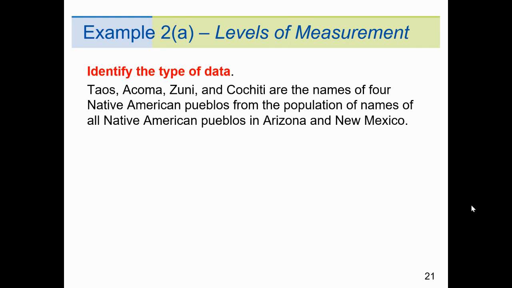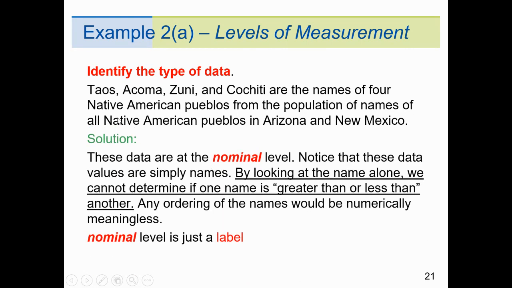All right. I always struggle with these four names of these Indian tribes. So if I mispronounce them, Taos, Acoma, Zuni, and Lord knows how you pronounce the one ending in a C. Anyways, they're names of four Native American pueblos from the population of names of all Native American pueblos in Arizona and New Mexico. Got it? These names are at the nominal level.